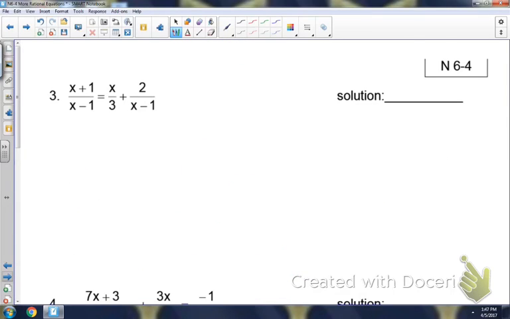Okay, let's take a look at 3. So finding the LCD at the very beginning. x minus 1 I can't factor, so I'm bringing it down. I have a 3, so I have to bring that down. And I already have the x minus 1. So my LCD would be 3 times x minus 1. So multiplying every term by that LCD.